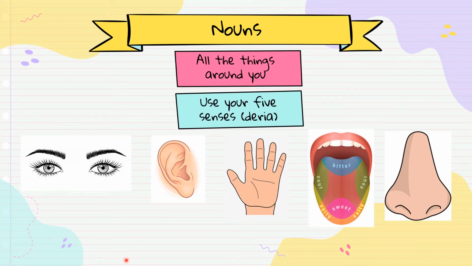Okay, but first, before we proceed, let us recall what is a noun. Nouns are all the things around you, benda yang ada di sekeliling kamu, di sekeliling kita. Dan nouns ni menggunakan 5 deria rasa kita. Use your 5 senses. Apa yang kamu nampak, what you can see, what you can listen, what you can touch, what you can taste, and what you can smell are all nouns. Benda-benda ni yang kamu boleh nampak, boleh dengar, boleh sentuh, boleh rasa dan boleh hidup adalah nouns.